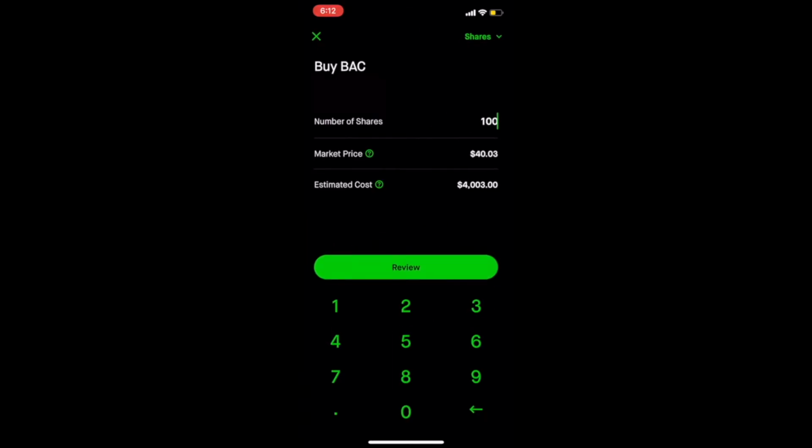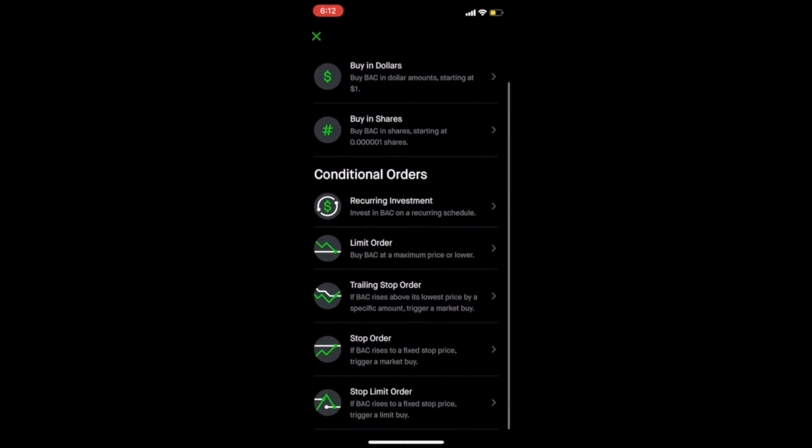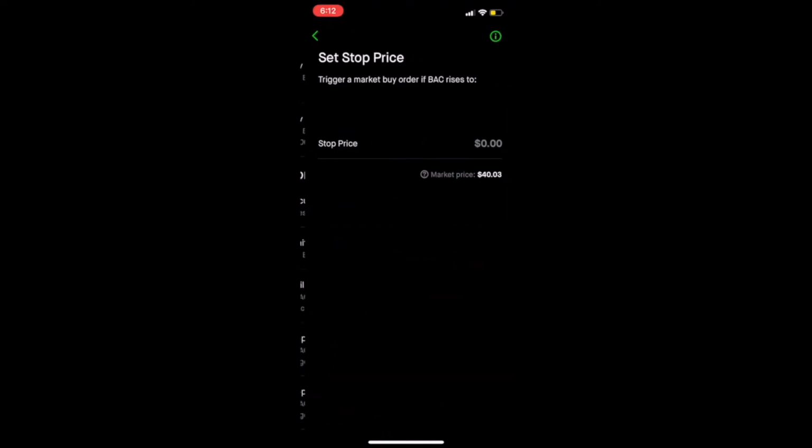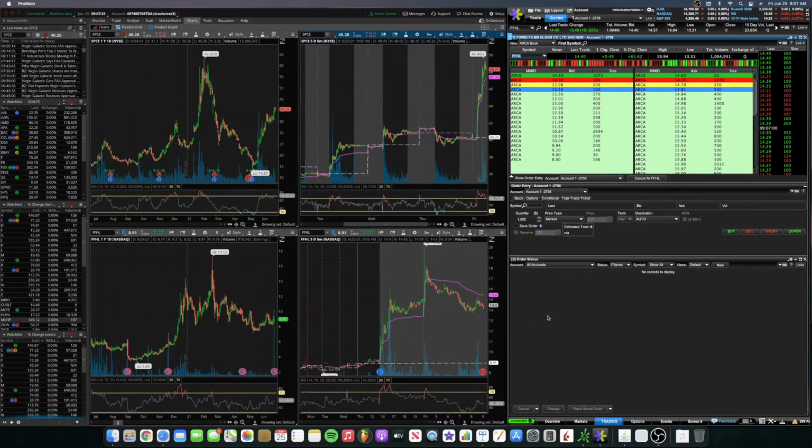So you would then go ahead and select sell, and then in the upper right corner, you're going to see an option for shares. And if you go ahead and click on that, you can see under conditional orders, there's going to be the option for a stop order as well as a stop limit order. You can then go ahead and select which one you'd like and go ahead and place your stop price. Or if you're using a stop limit order, you would select your stop price as well as your limit price to sell. This is pretty much going to be the same process with any different brokerage that you're using.